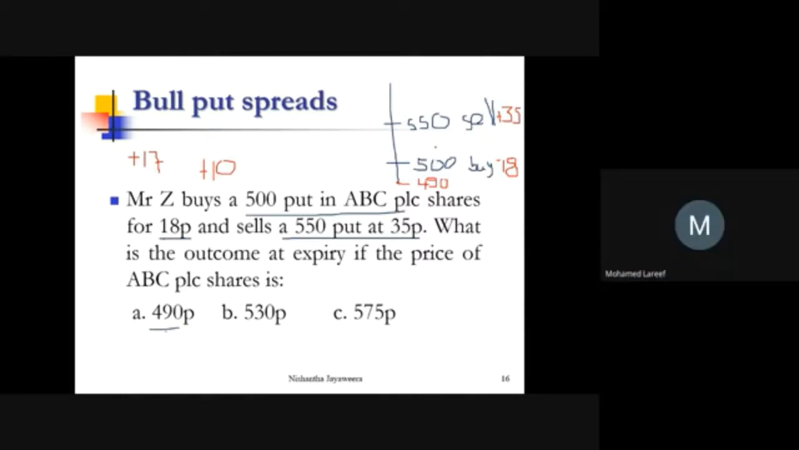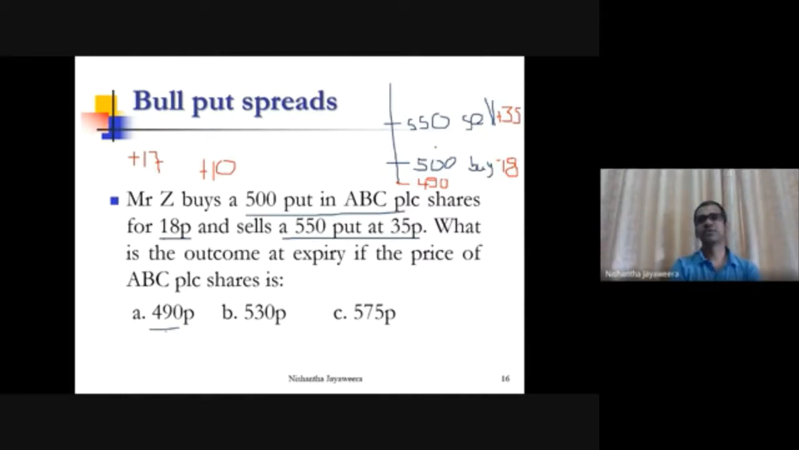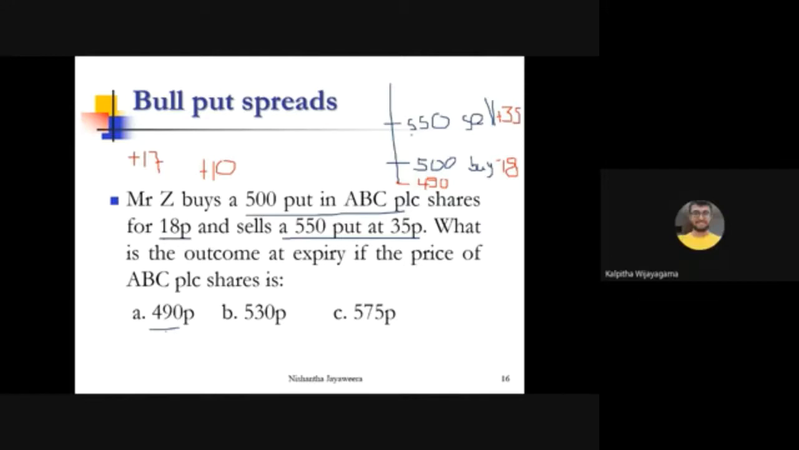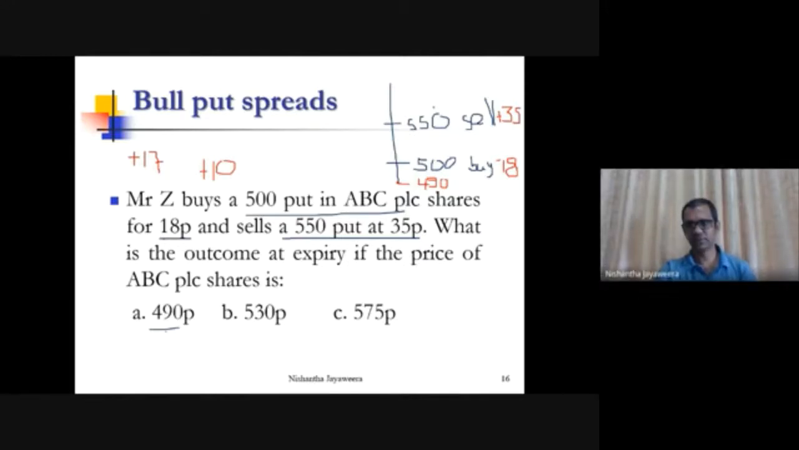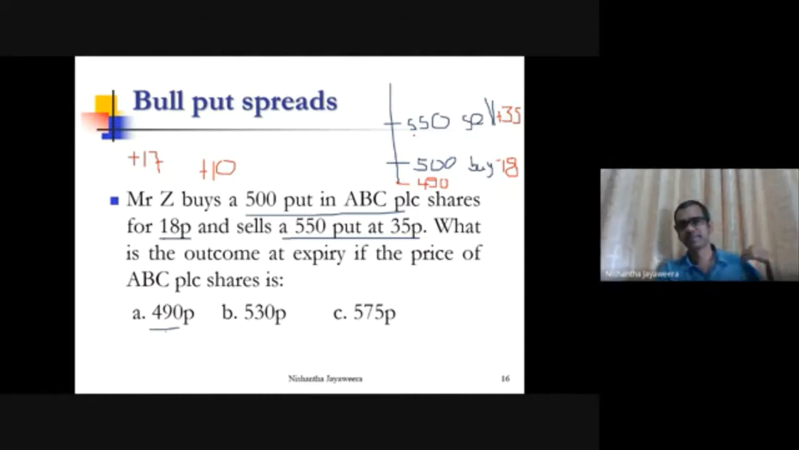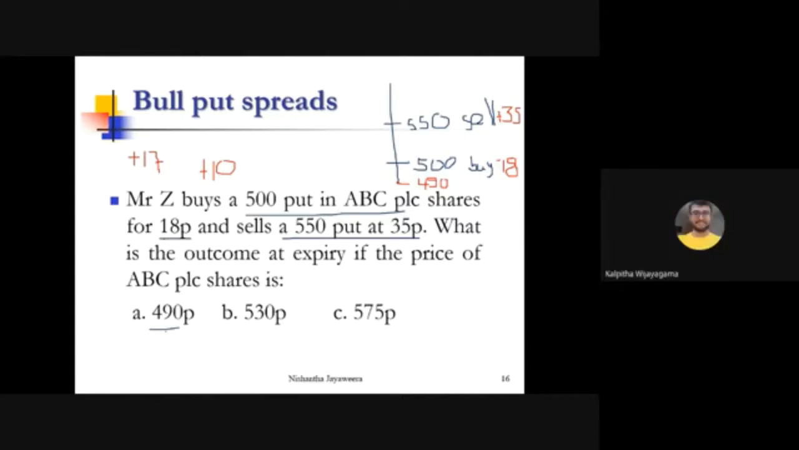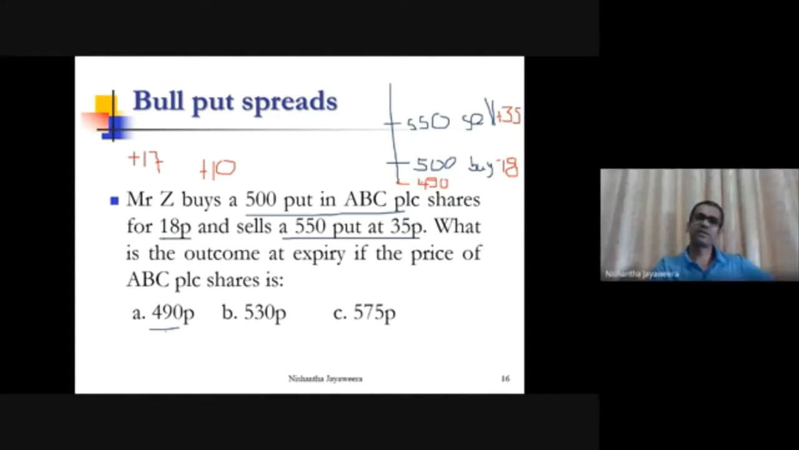You have to pay a premium of 18. It will also get exercised, right? The buyer of the option at 550 will come and exercise his right. Then you have to pay the difference. What is the amount that you have to pay? That is 550 minus 490. You have to pay 60.